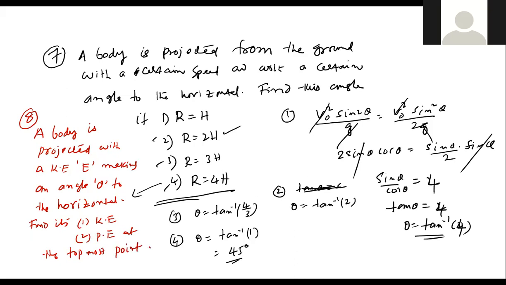You need not think that kinetic energy and potential energy are not done here. You know the formulas of kinetic and potential energies. Kinetic energy is half mv square. Potential energy is mgh. That's enough.